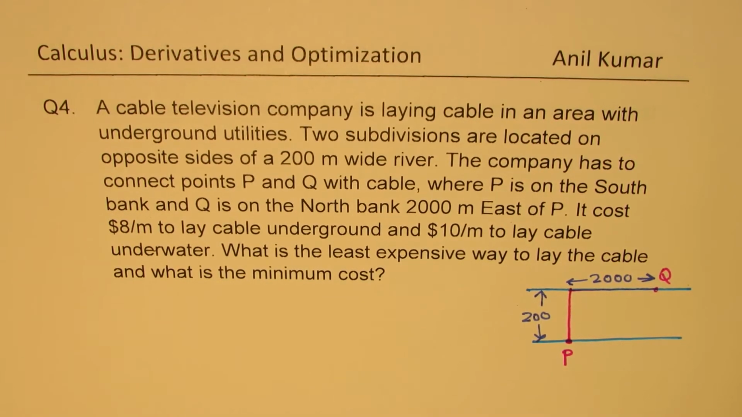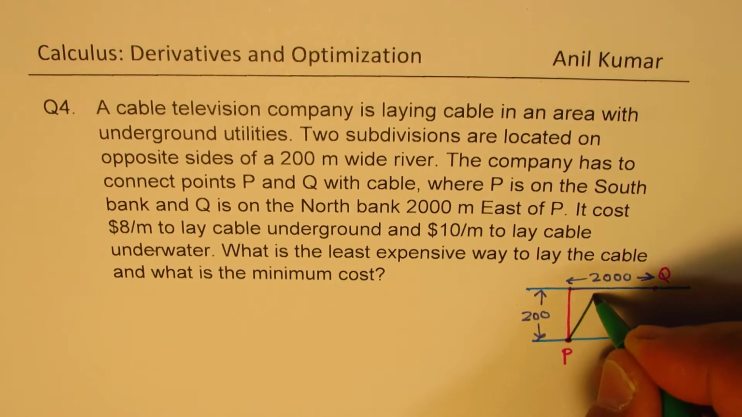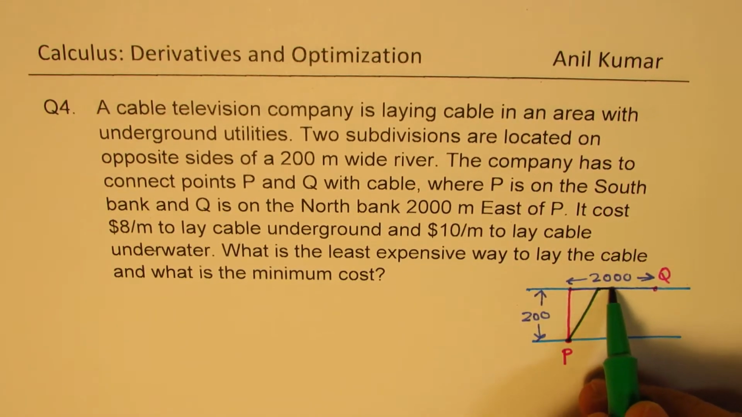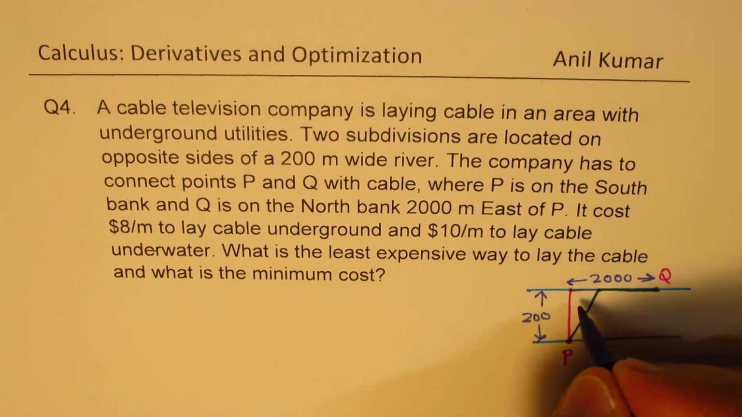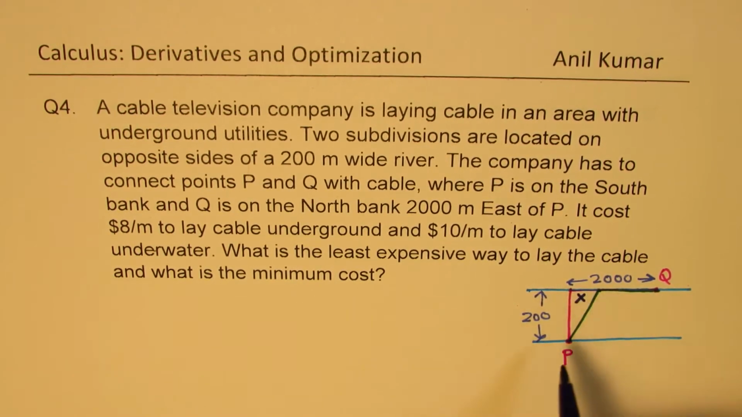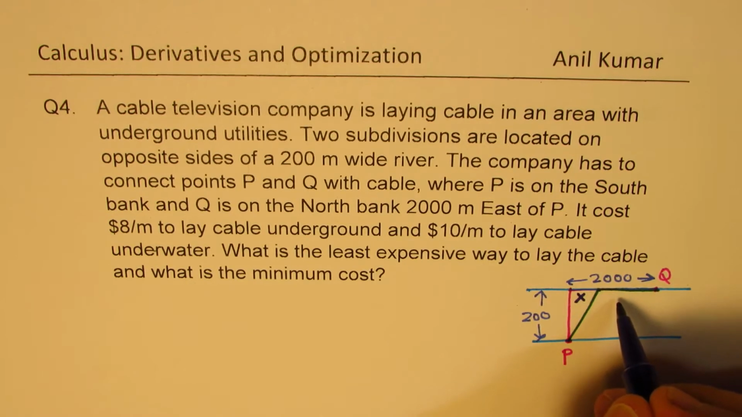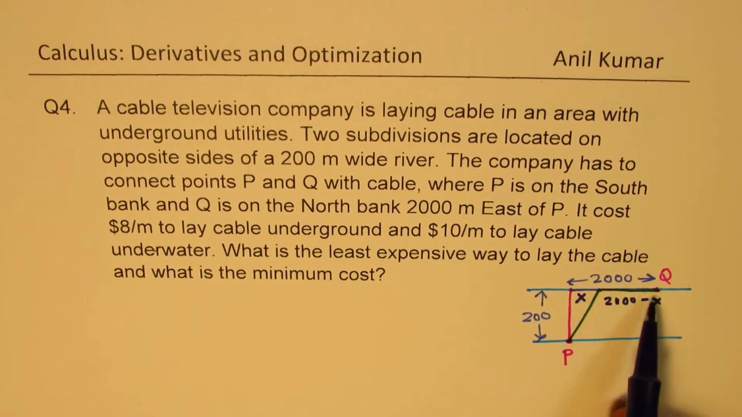Okay, so what we could do here is lay the cable underwater for some distance and then run it underground. So that could be one way of doing it. Now, if we do that, let us assume that it is x meters down from P. Then this distance will be 2,000 minus x, right? Which is underground.